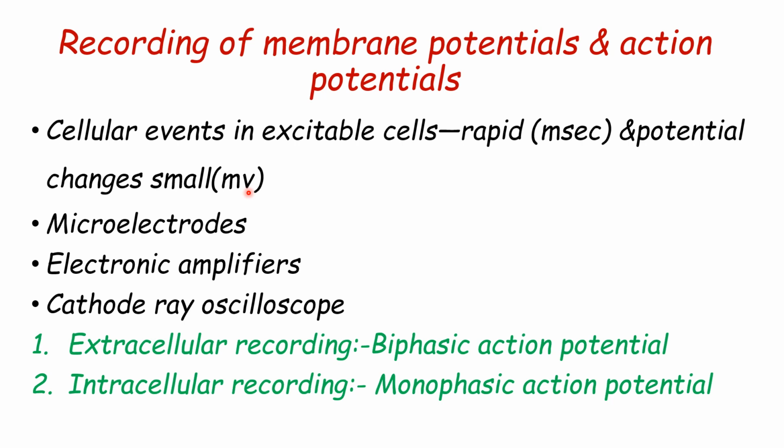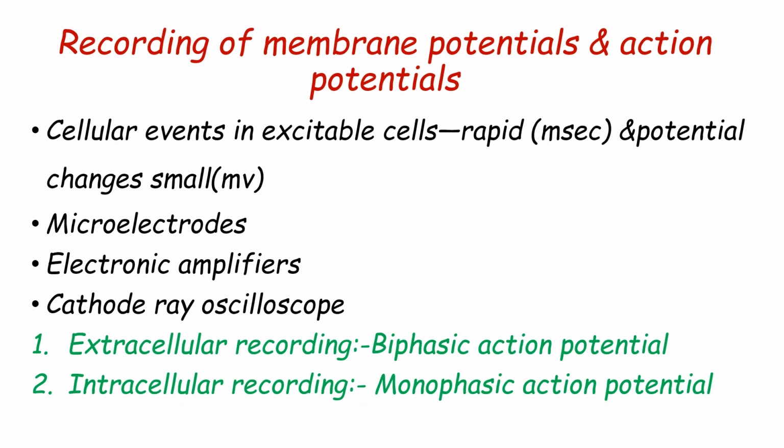So we need instruments which can record the minor potential changes, so we need microelectrodes, and then we need to amplify these signals so that we can record them. So we have electronic amplifiers for that, and finally the recording is done in the cathode ray oscilloscope. That is, the recording is done after using the microelectrodes to pick up the changes. We amplify it with electronic amplifiers and record in a cathode ray oscilloscope. There are two ways to record it. Either we go for extracellular recording, which records the biphasic action potential, or we can go for intracellular recording, which records the monophasic action potential.